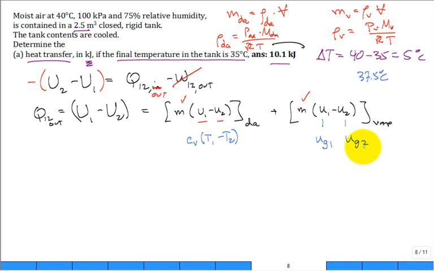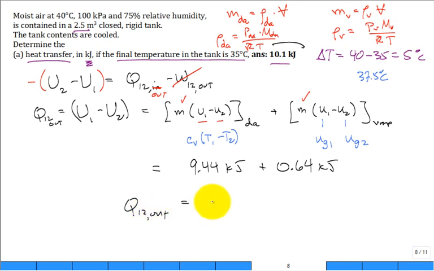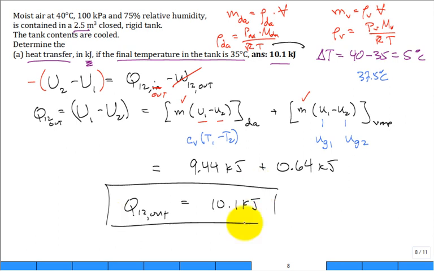Okay, so once you do that, you can find that the answer gives us about 9.44 kilojoules of heat cooling need to be pulled out of the dry air component of that mixture. And 0.64 kilojoules need to be pulled out of the water vapor. There's a lot less water vapor there. And then the total, you just add that up, and so Q1 to 2 out is a positive 10.1 kilojoules of cooling to achieve that. This is about 94% of the cooling, and this is about 6%.